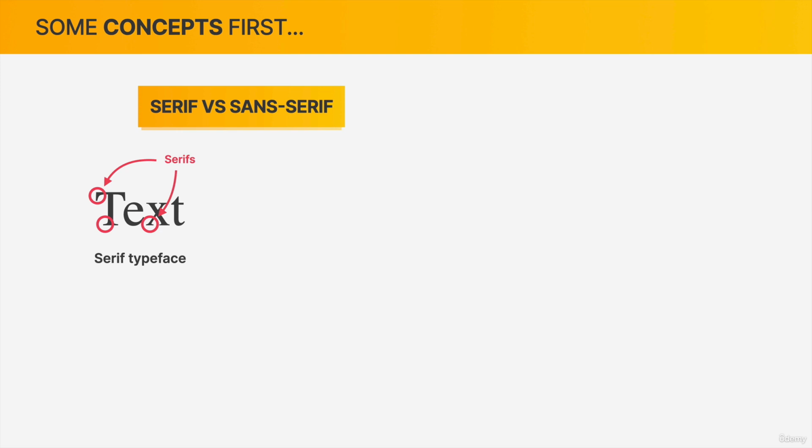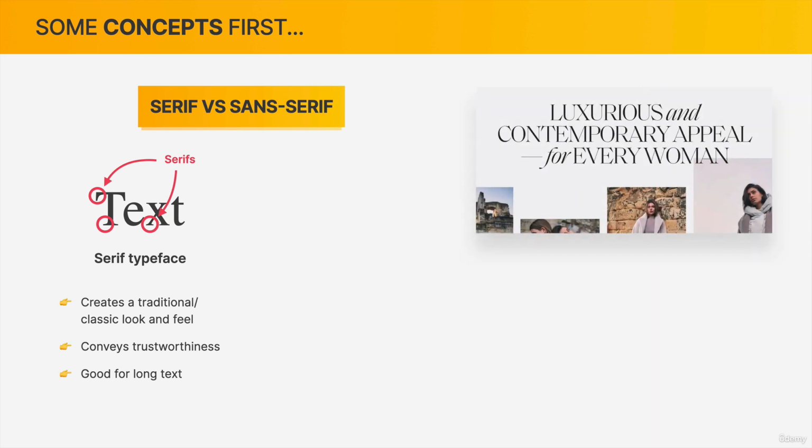And so that's why this typeface is called a serif typeface. Serif typefaces are the more traditional typefaces, and therefore we can use them to create more traditional or classic looking interfaces. They also make the design convey trustworthiness for the user, and finally, it's also good for long text, for example in an article or an online magazine.